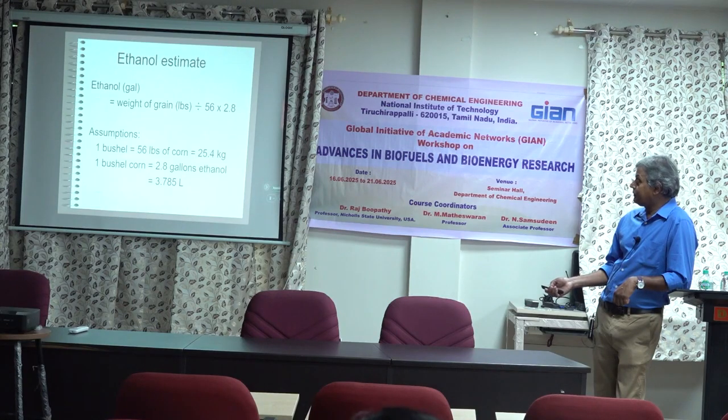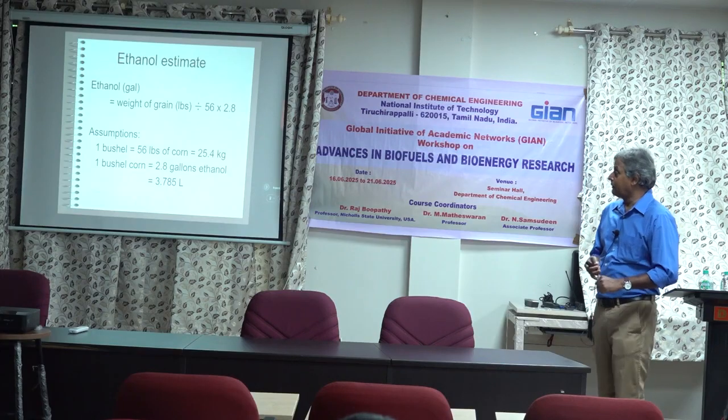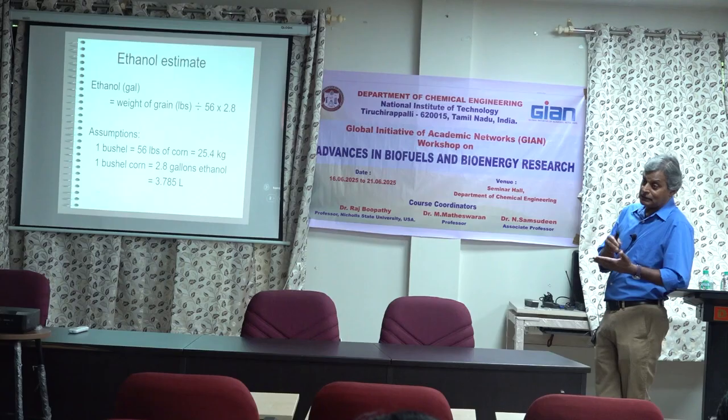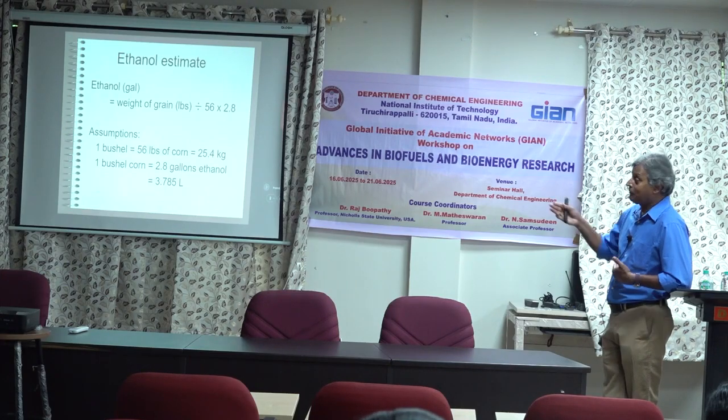Let's look at ethanol estimates from both starch and grain. The weight of grain in pounds, divide that by 56, that's the yield in bushels. In the US, one bushel is 56 pounds. From one bushel of corn you can make 2.8 gallons of ethanol, which is 10.6 liters of ethanol. That's the calculation based on research. Whatever weight you produce, you multiply by this factor, and you know how much ethanol you can make.